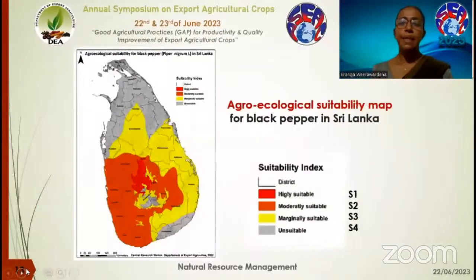So here you can see the agroecological suitability map developed for black pepper in Sri Lanka. Highly suitable area, S1, is in red color. Moderately suitable class, S2, is in orange color. Marginally suitable class, S3, is in yellow color, and not suitable class, S4, is in ash color.